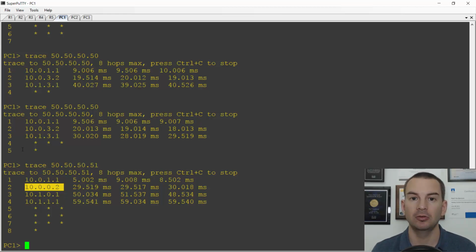Okay, so that's how to configure our static default routes and also how our load balancing works. See you in the next section.